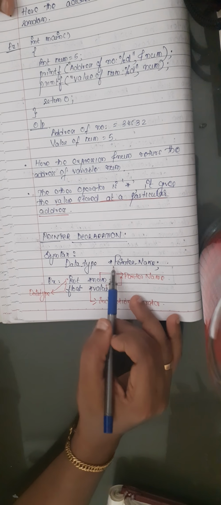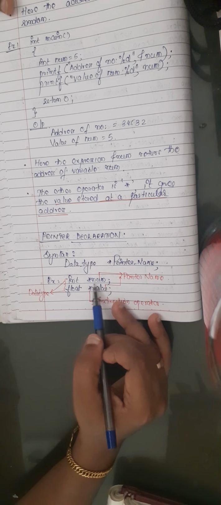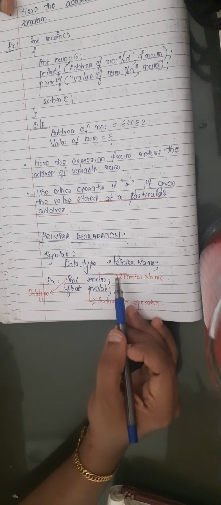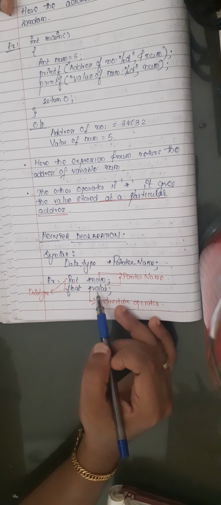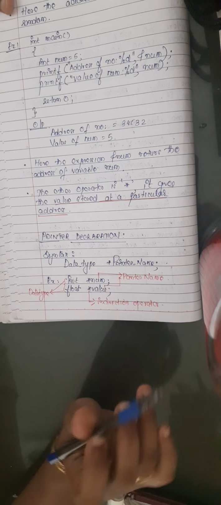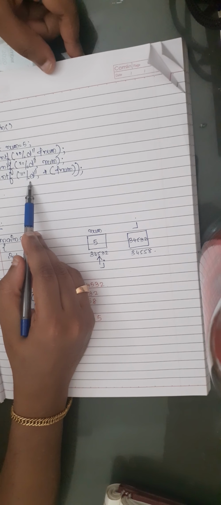Data type, star, pointer name, that is int *num, means it is a number. *num is a pointer that points to the address of another variable and should be of integer type. And *value means this is a pointer which points to the address of another variable which is of float type. Okay, so let us see another example here.